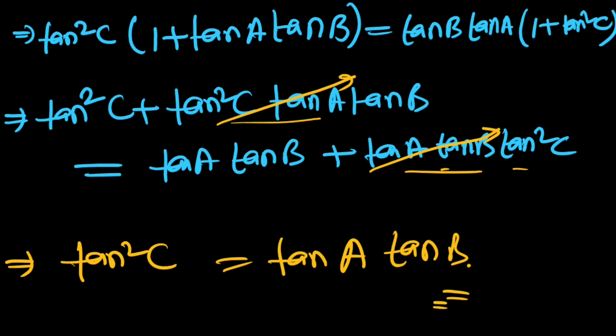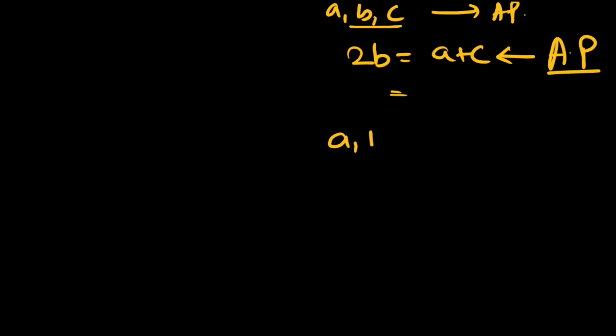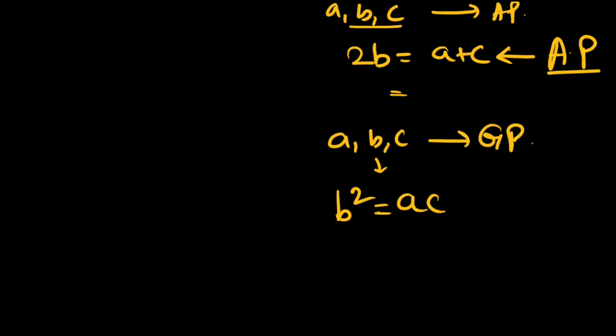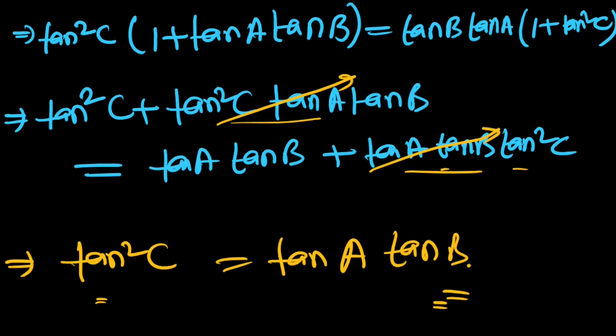So next we see, suppose a, b, c are in GP. That means for the second term, b square is equal to ac. If this relation holds, then these three terms are in GP. Our relation is tan square c is equal to tan a into tan b. So this kind of relation is what we got. Therefore these three terms tan c, tan a and tan b are in GP.